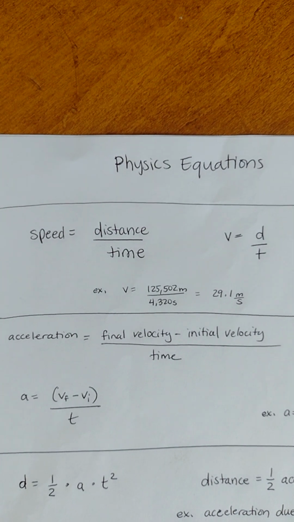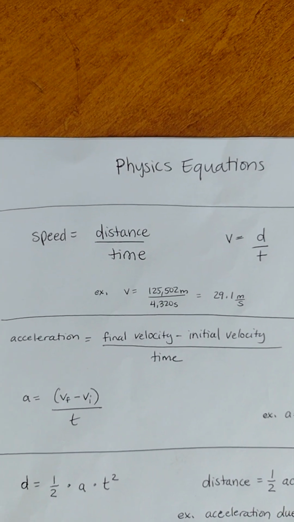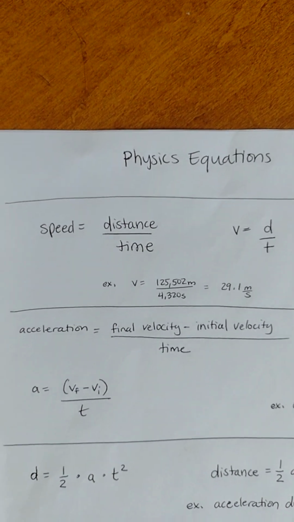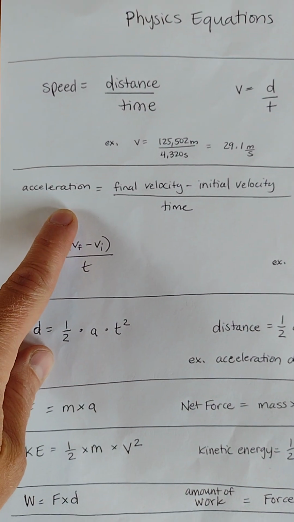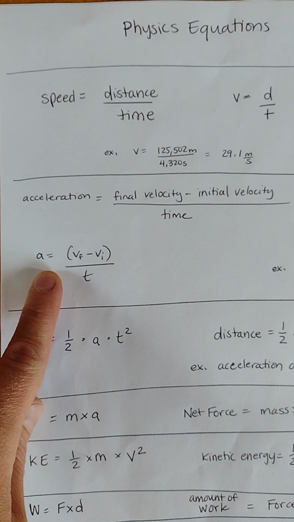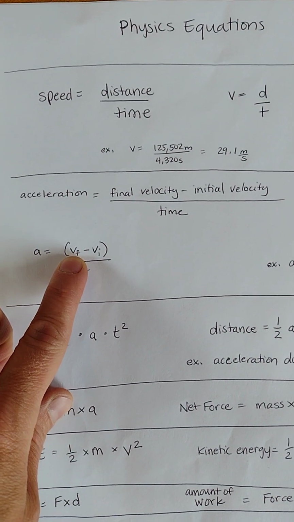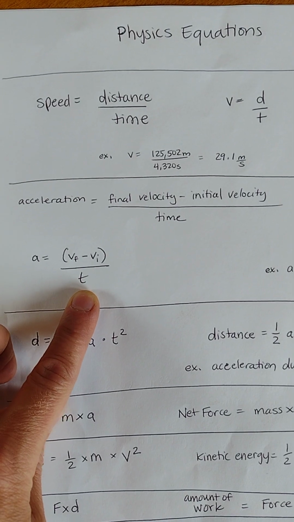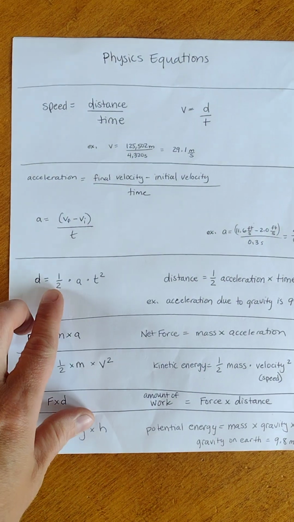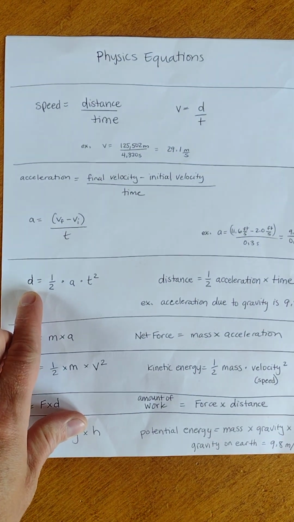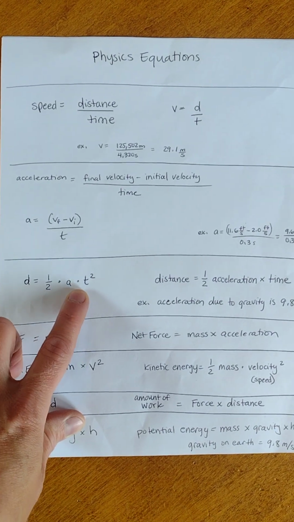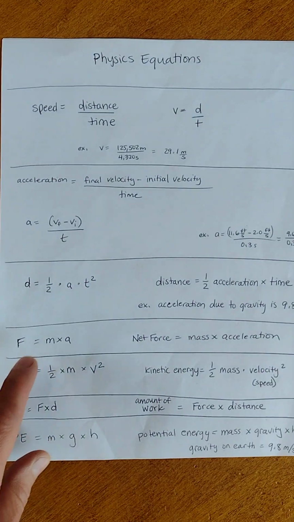The first one is for speed, velocity. Velocity equals distance divided by time, distance over time. The second one is acceleration. Acceleration equals the final velocity minus the initial velocity and then divided by time. For this one, distance is going to equal 1/2 times acceleration times time squared.